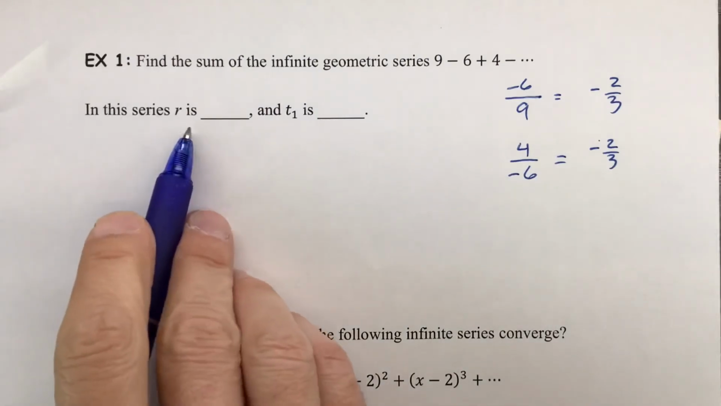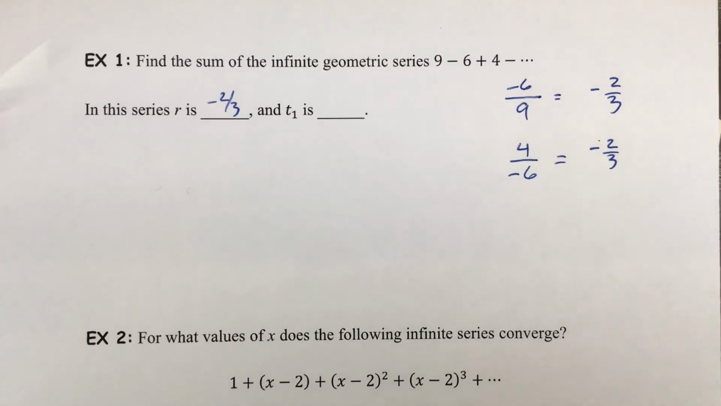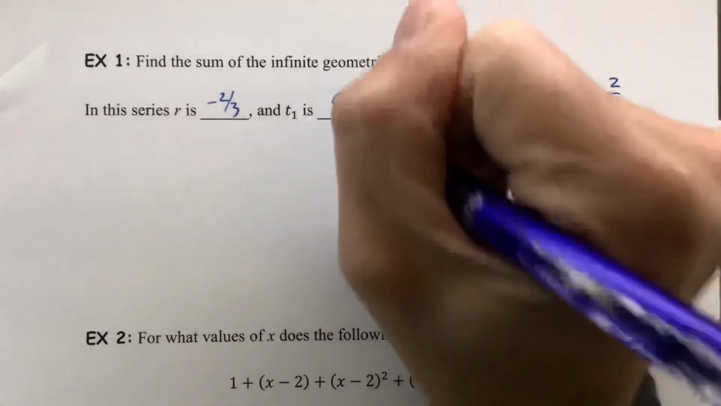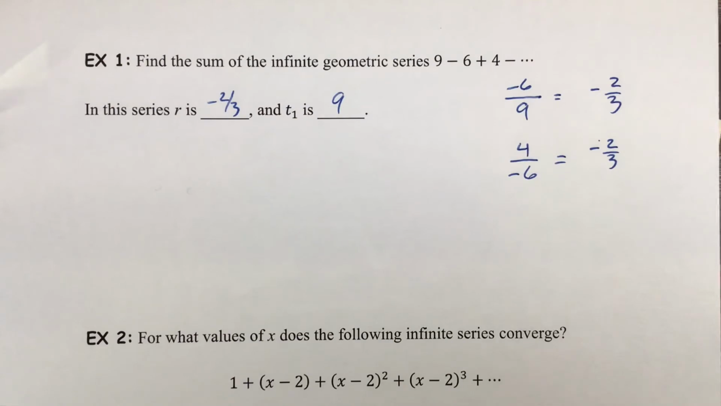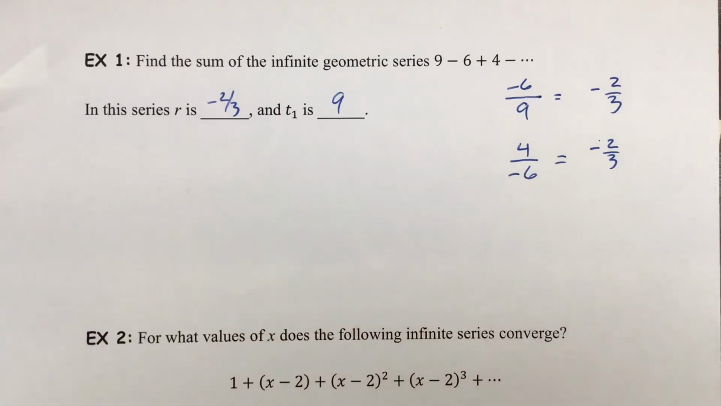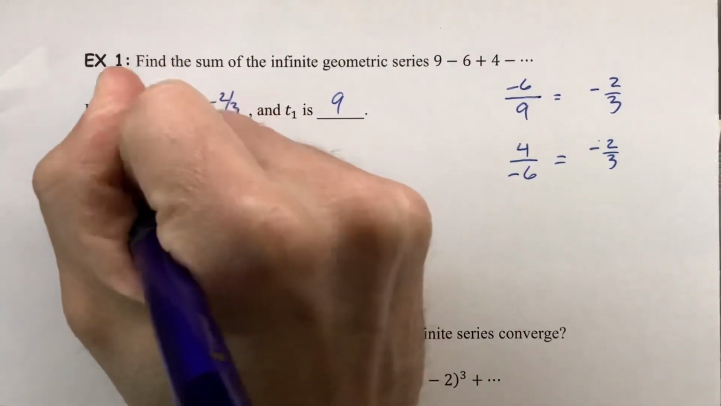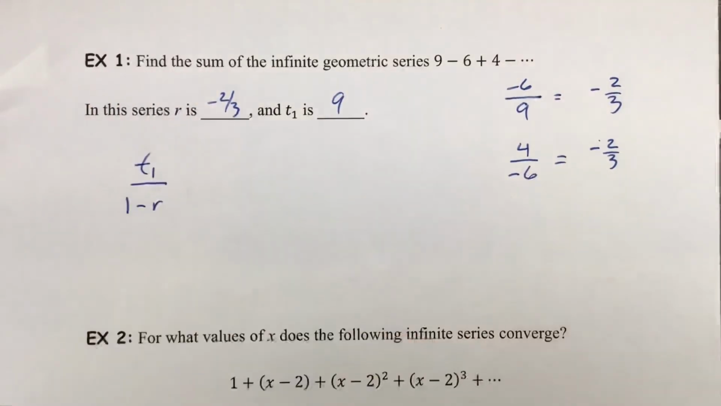In this series, the r is negative 2/3. And t1, of course, is 9, the value that we start with. So if I were to continue this series forever and keep adding the terms, I would have 9 minus 6 plus 4 minus the next number plus the next number. It will converge to a certain value because the r value's absolute value is less than 1. And to figure out what that is, I can use this little formula, t1 divided by 1 minus r. That's all I have to do to figure out what this will converge to.